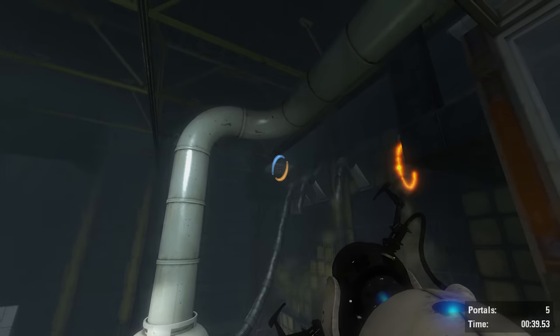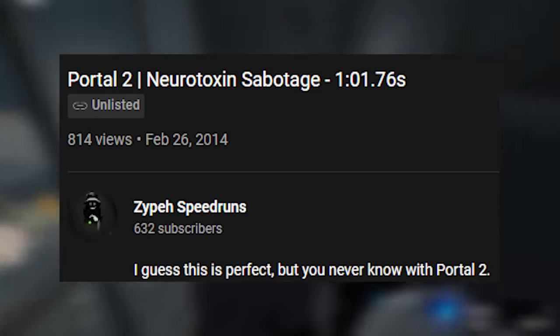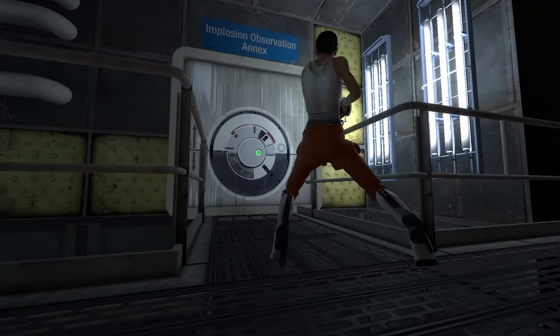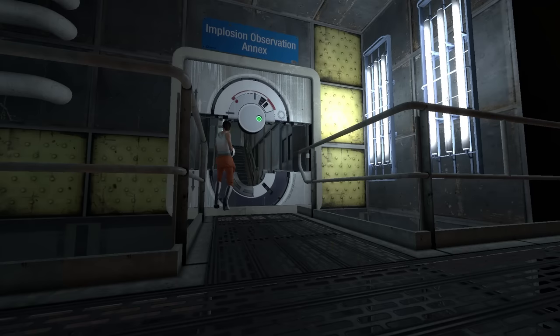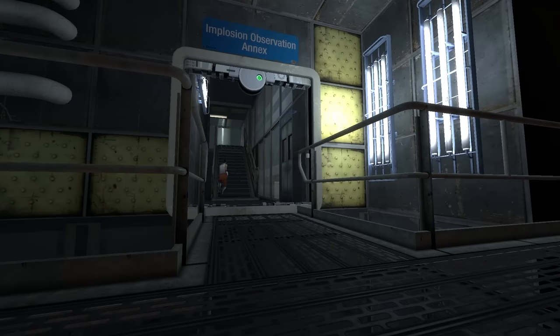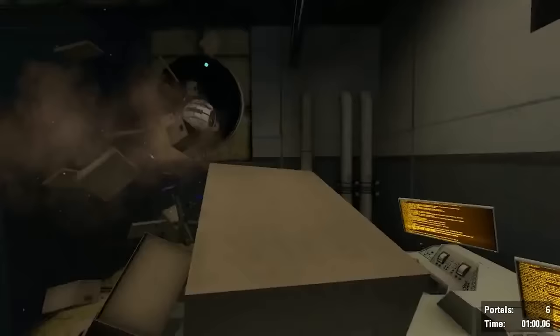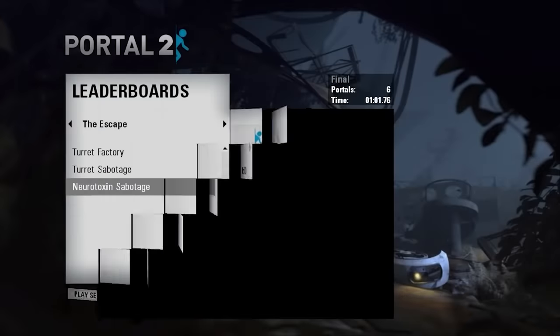Even Zyfe said, "I guess this is perfect, but you never know with Portal 2." The shot through the door was able to cut 3.5 seconds off of the Neurotoxin Sabotage world record, and 101.76 was the new perfect time.